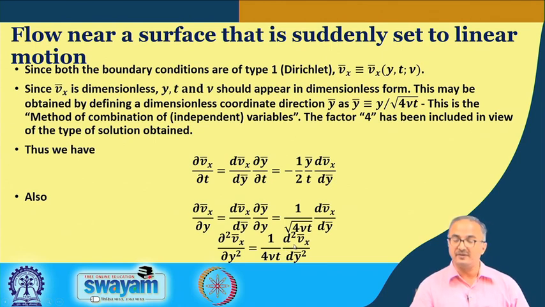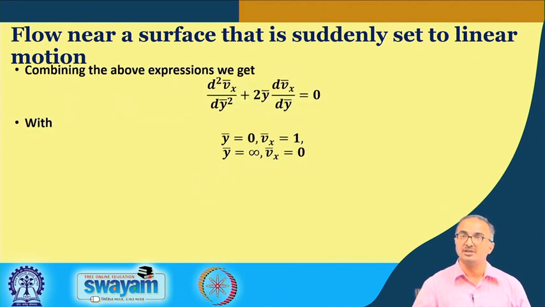Now, what have we done by doing this? We find that we have converted a partial differential equation into an ordinary differential equation. And how does it help? It helps in simplifying the solution of this particular equation. So, after getting these terms, we put them in our original equation and we get this equation, and this is an ordinary differential equation.